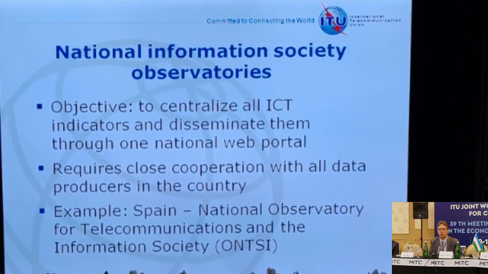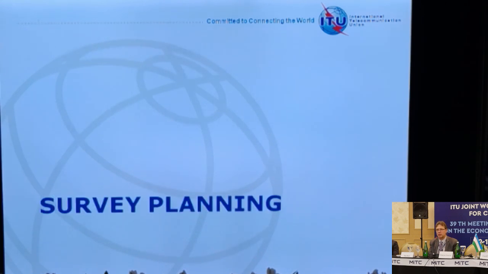Then there are observatories. There is, for example, in Spain, the National Observatory for Telecommunications and the Information Society. The objective of such an observatory is to centralize all ICT indicators and disseminate them through one portal. And of course, once you start doing that, you start noticing that there are gaps, that there are duplications, that agencies that should be working together are not working together, or even working against each other. So they may take the role of coordinator at the national level. Spain is an example.